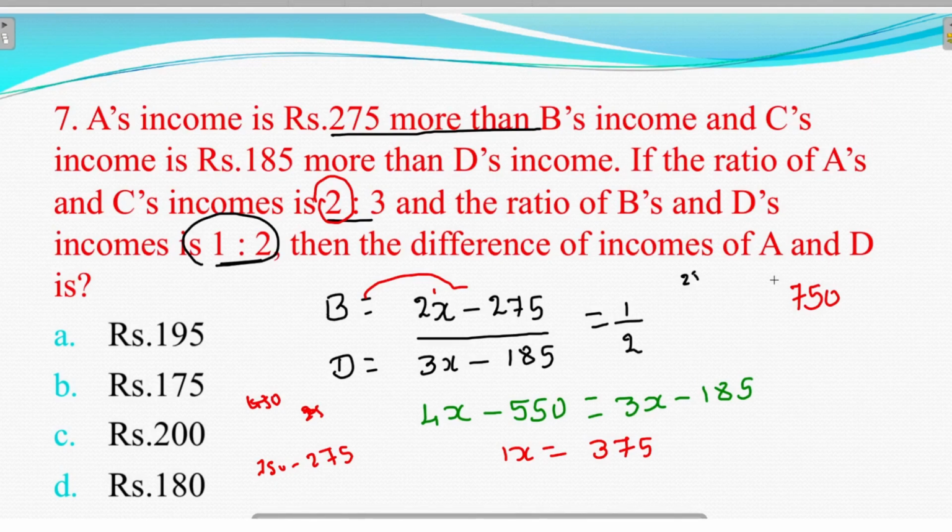Otherwise, find B and then find D, or D you can find directly. If you substitute X, 3 into 375, you can also do it. If we do that, 3 into 375 gives 1125, minus 185 gives approximately 940. Then the difference between 750 and 940 will be 180. That will be your answer easily.